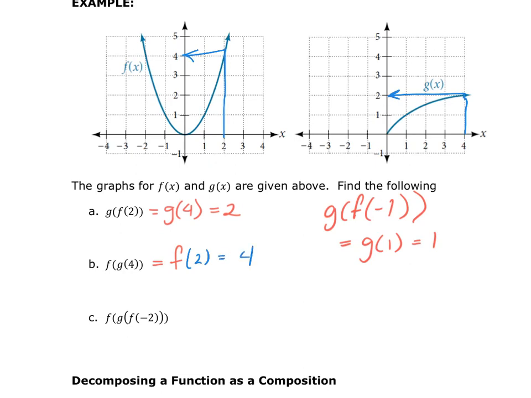And then F of negative 2. So this is equal to F of G of, I go to negative 2, 4 comes out. F of 4 gives me 2. So it's F of 2, which is 4.